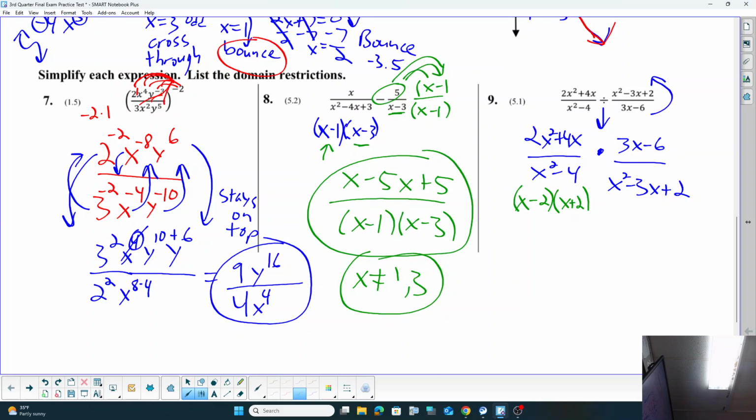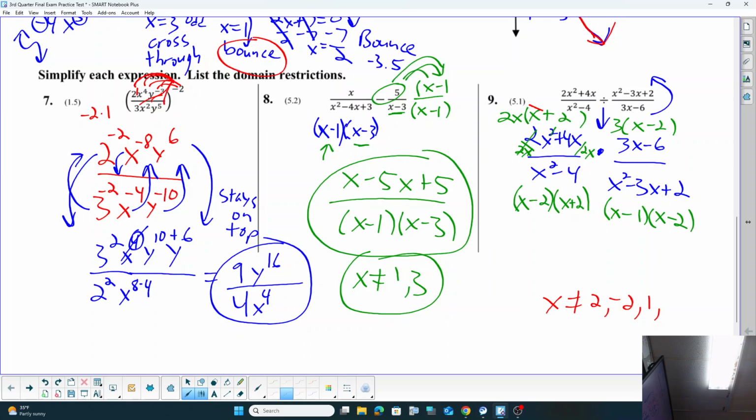So we factor the first one: we pull out a 2x, and we're left with x plus 2. You pull out a 3 here, and you're left with x minus 2. And over here, factors of 2 are 1 and 2, and both have to be negative. And then you could fruit ninja. X can't equal positive 2, negative 2, 1, or 2. Don't forget the negative.